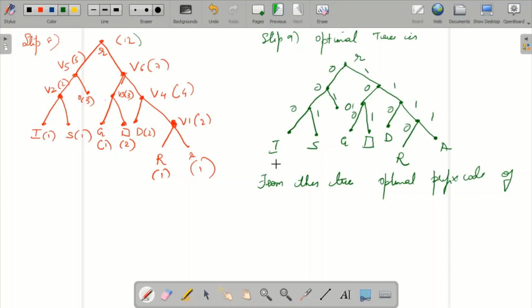So for I, start from this I, S, and here it is O. Start from I. For I it will be 3 zeros. For S it will be 0 0 1. For O it will be 0 1 1, and G it will be 1 0 0, and for space it will be 1 0 1. And for D it will be 1 1 0, and for R it will be 1 1 1 0, and for A it will be all 4 ones.